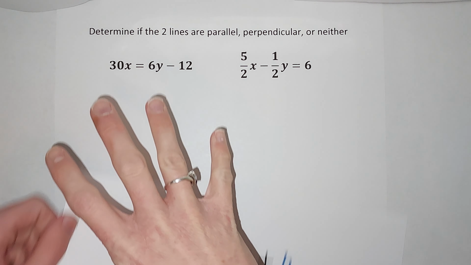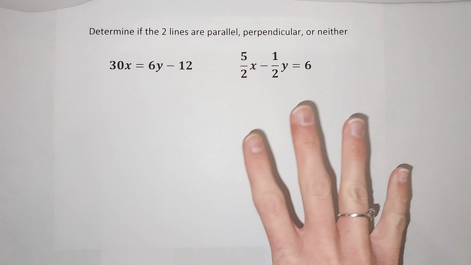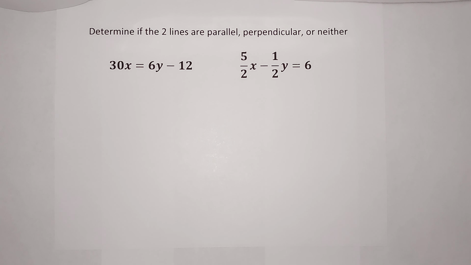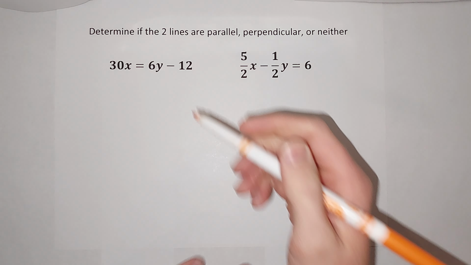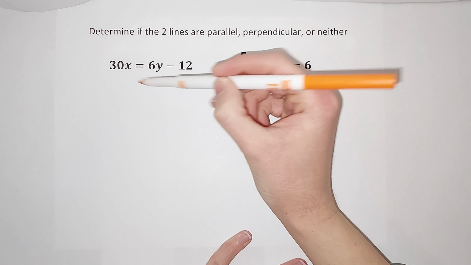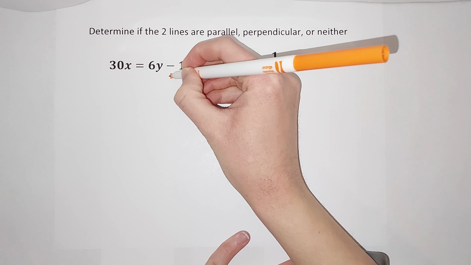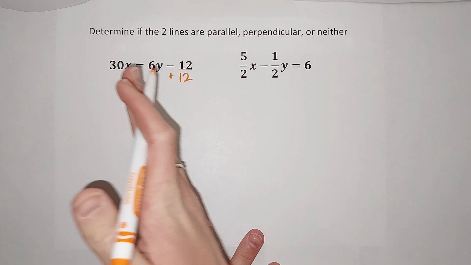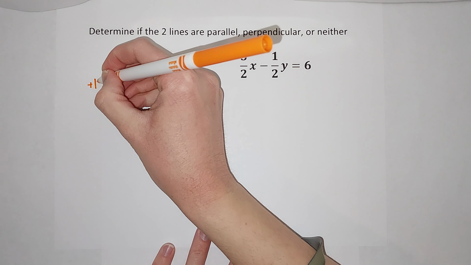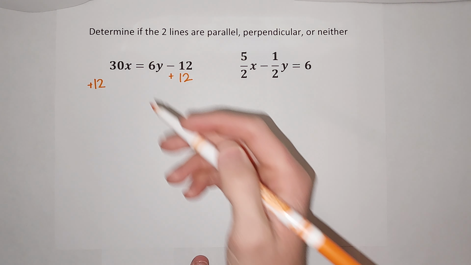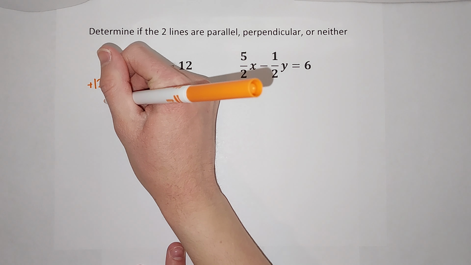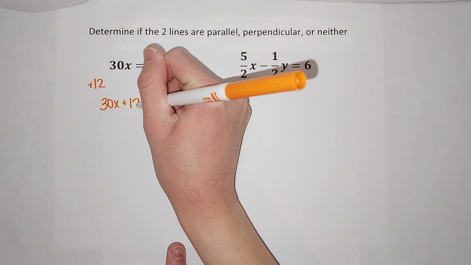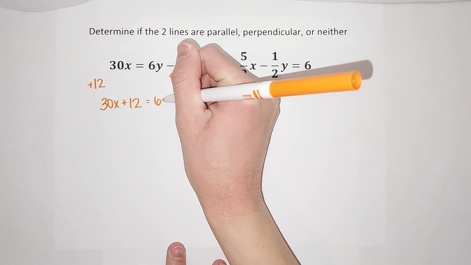So my goal right now is just to get each of these to y equals something with the x and all the things, okay? So I'm trying to get y alone, okay? So what I'm going to do on this one to get y alone is I'm going to add 12 because that'll make that go away, right? But if I add it to this side of the equation, I need to add it to the other side. So I'm going to add it to this side, okay? So when I do that, I'm going to write the x first. So I'm going to do 30x plus 12 equals 6y, okay?